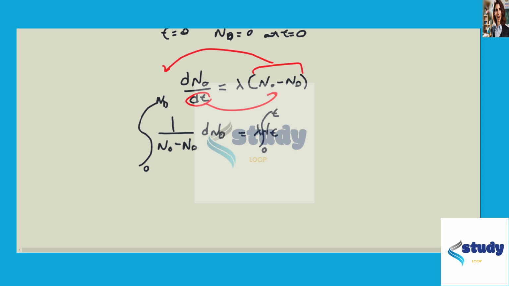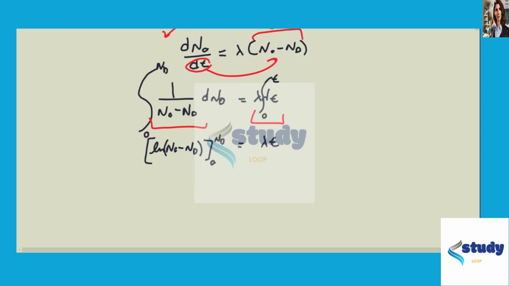Okay, and now we're going to take the integral of this and this. So this is just going to be lambda T. And this integral is actually ln of initial minus the daughter nuclei, and we have the daughter 0. Okay.